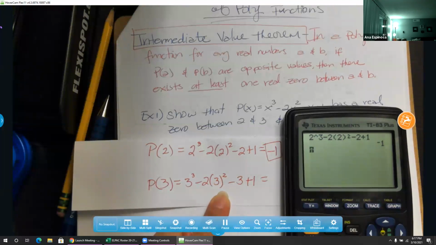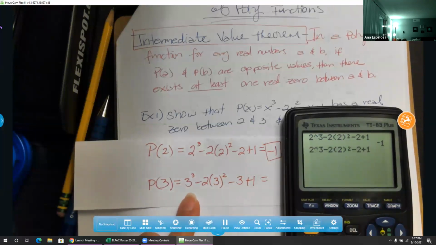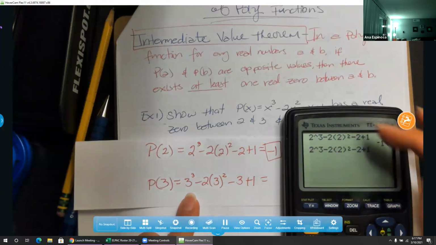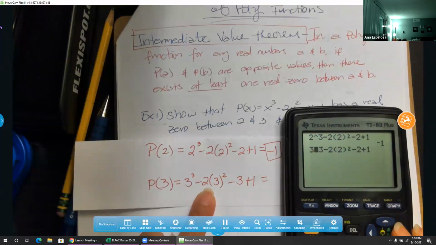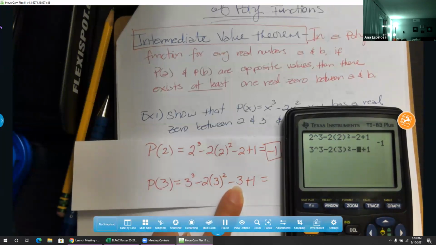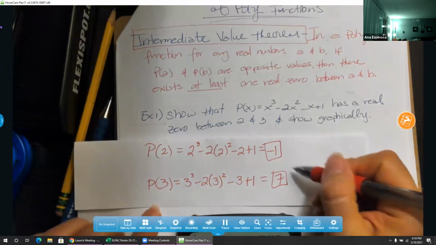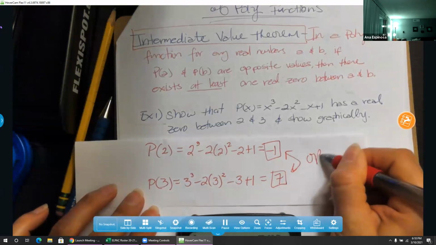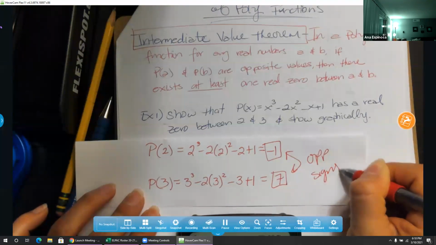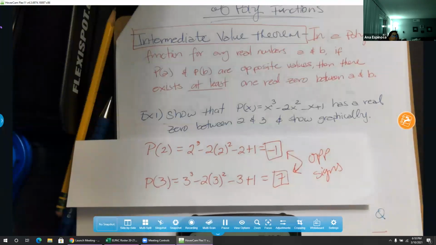And do the other one. I just hit second entry and it gave me the same function. I'm just going to go through and change the 2's to 3's. And that's a 7. Notice that these two are opposite signs. And that's enough to say that there's a zero between them.